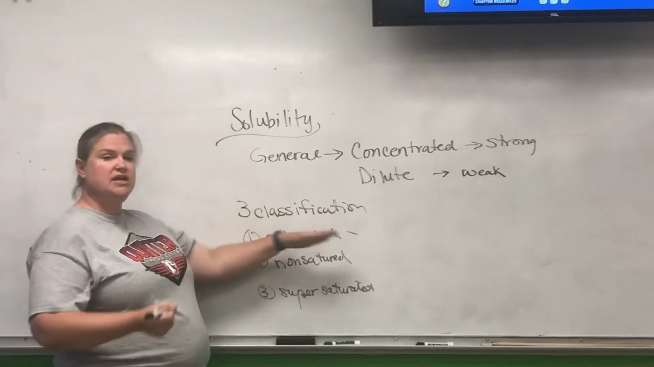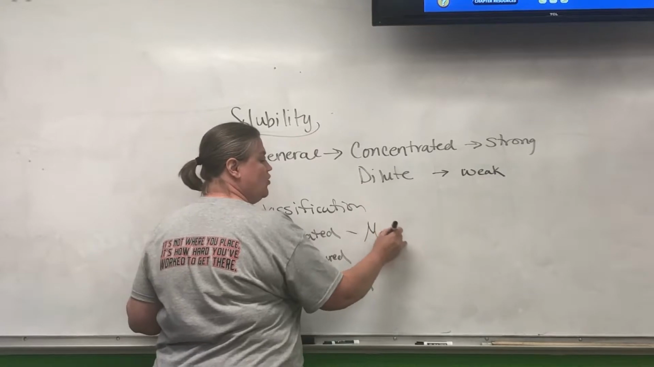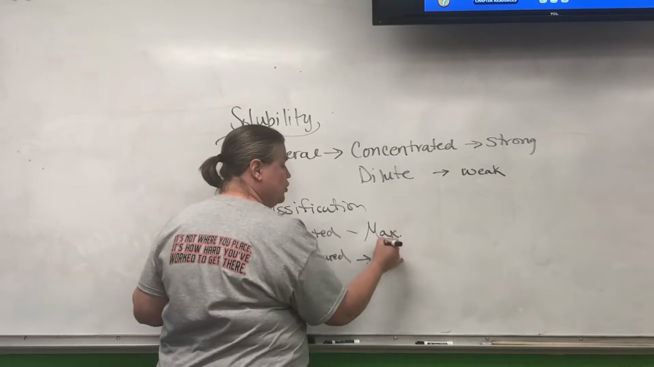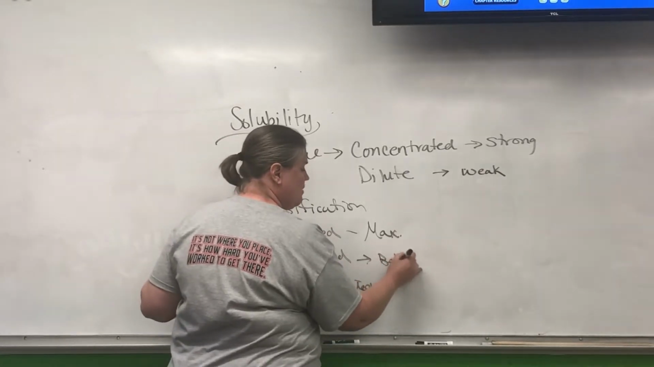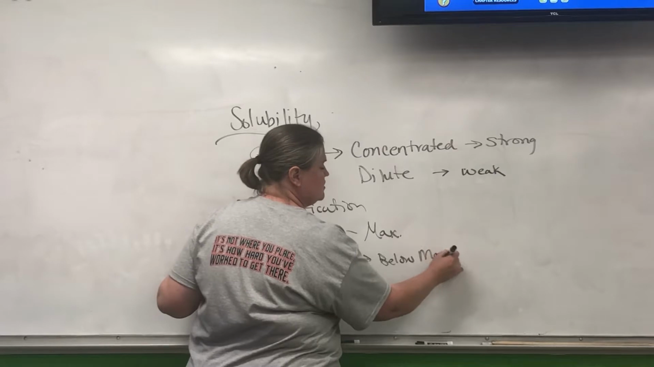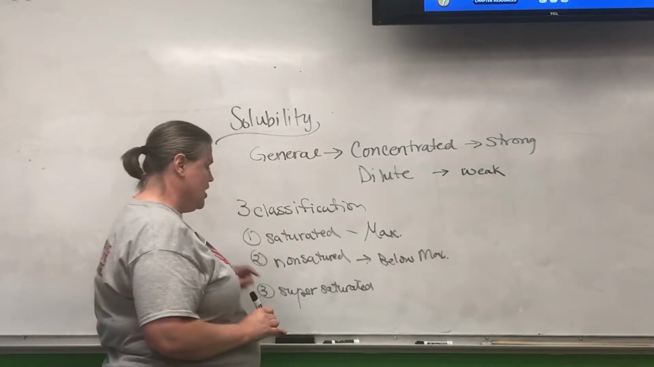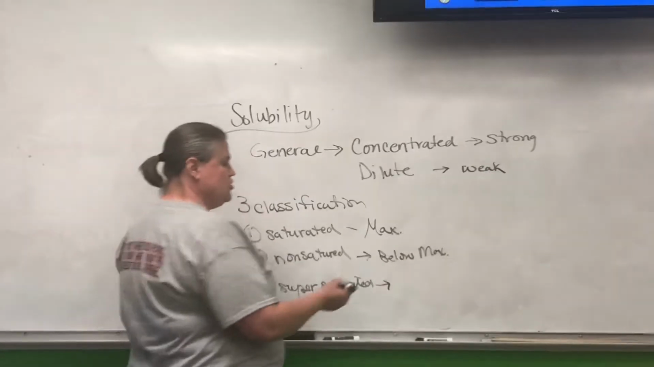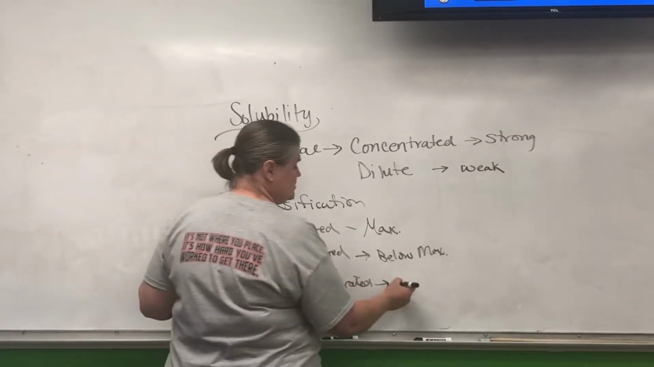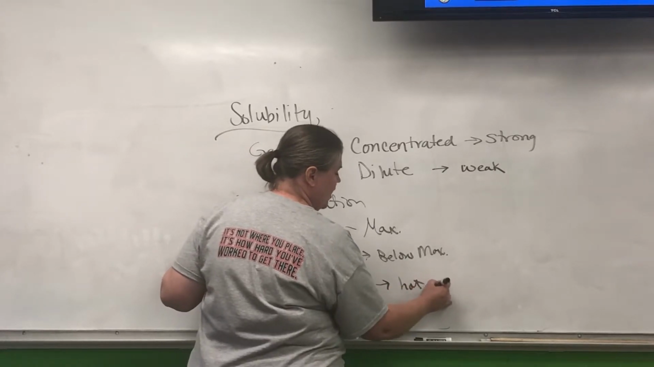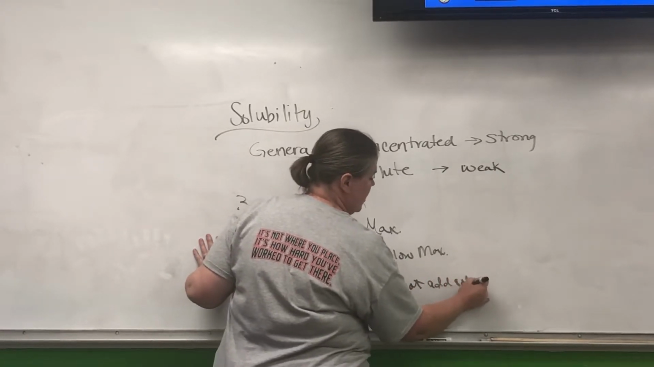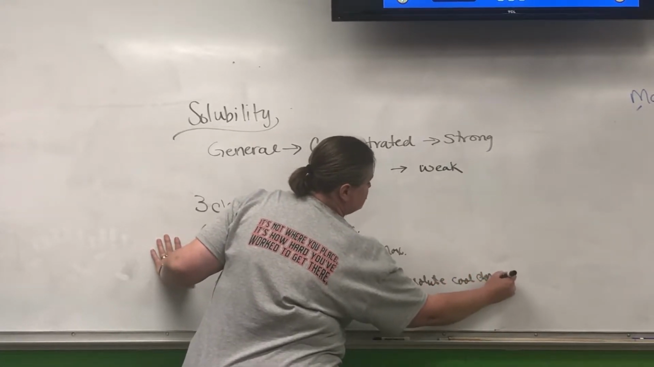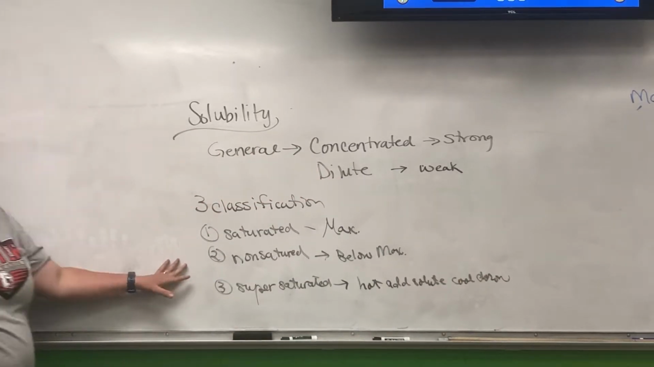Okay, if it's saturated, it's at the maximum amount. It cannot hold any more, okay? Does that make sense? If it's unsaturated, it's below the max, and you can still add more, right? You can still add another cup of sugar or whatever it is. Over the max is supersaturated, okay? That is usually with temperature. When a substance is hot and you add the solute, and then you cool it down, it has more than it should hold at that temperature, and it's called supersaturated.